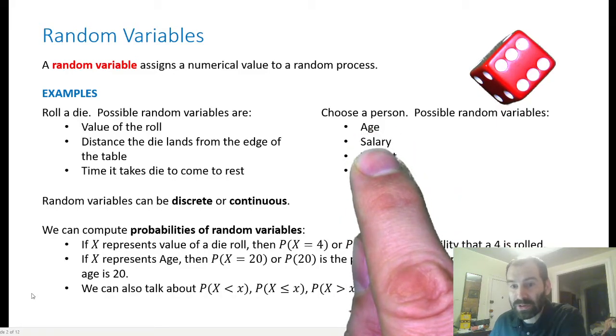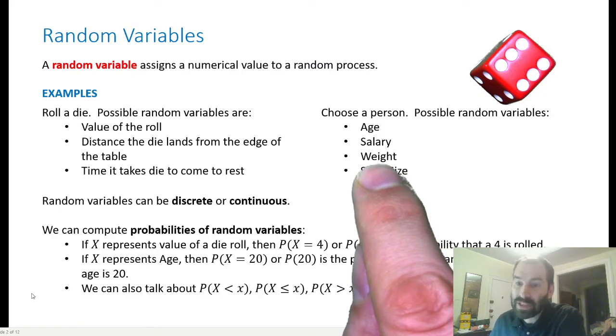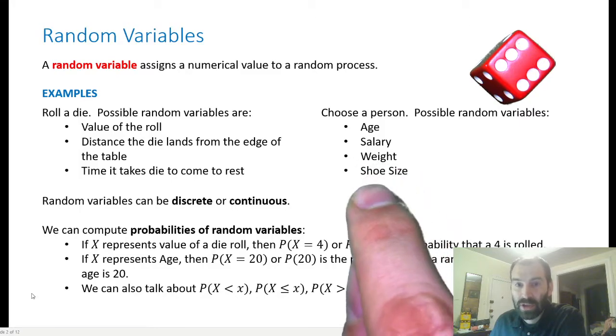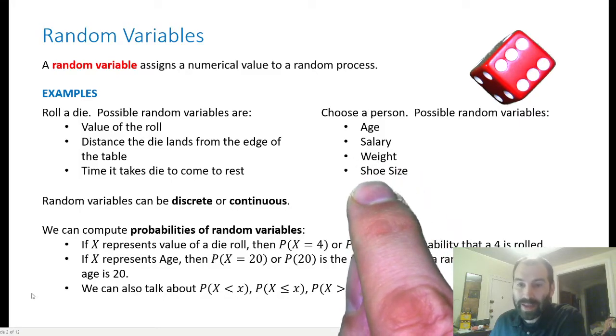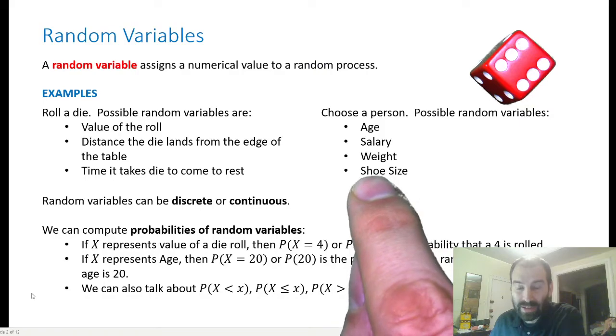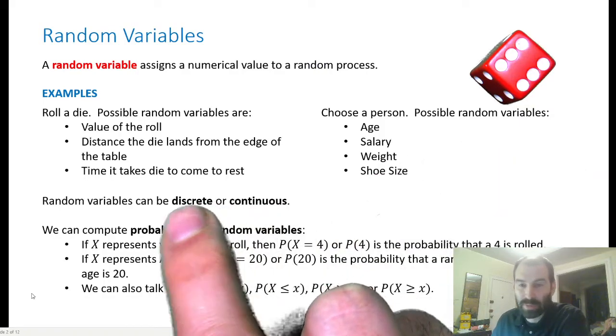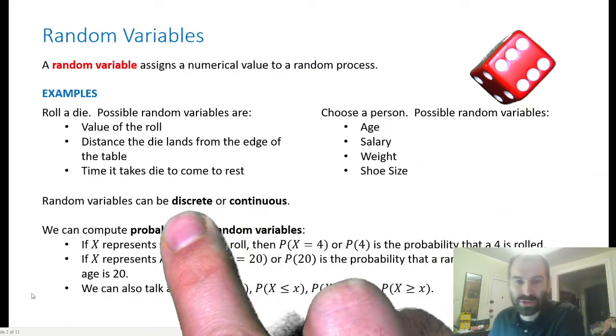Salaries, if I round to the nearest 1,000, I could list all the numbers, multiples of 1,000. Weight, if I measured it very accurately down to the nearest fraction of a gram, too many values to list. That'd be continuous. Shoe size, well, I can get 4, 4.5, 5, 5.5, 6, 6.5. I can list those, right? There's few enough of them. They're sparse enough that I can list them all. So that's how we determine whether a variable is discrete or continuous.